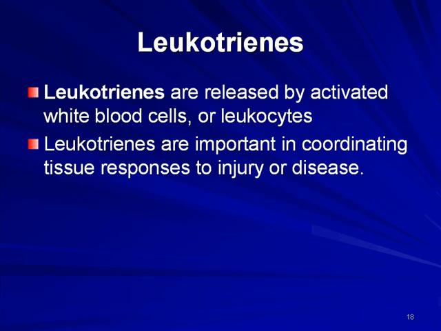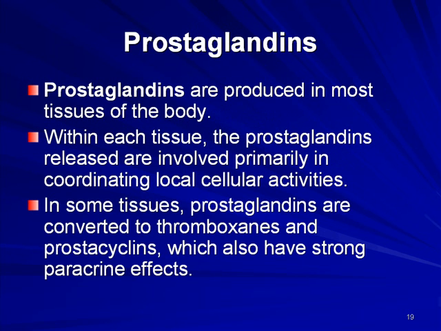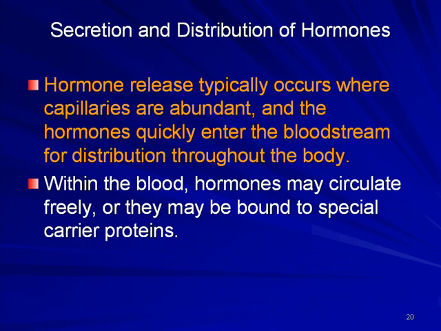Leukotrienes and prostaglandins are particular categories of these agents. Leukotrienes are released and activated by white blood cells in the system, important in coordinating tissue responses to injury and disease. And then prostaglandins are in most body tissues. In some tissues we see prostaglandins are converted to other substances as well, thromboxanes and prostacyclins. Again, I didn't pay a lot of attention to these agents.